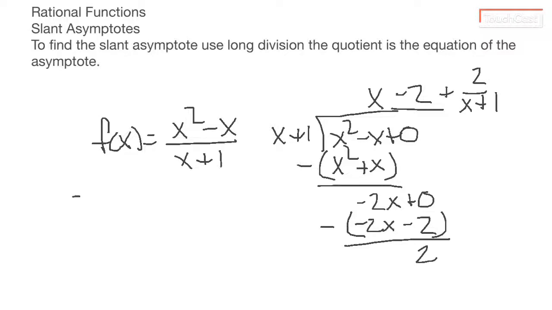But our slant asymptote, which I'll abbreviate as SA, is going to be the equation y equals x minus 2. Which means for this function, x squared minus x over x plus 1, if we drew a dotted line through x minus 2, the line y equals x minus 2, that line is something that the graph of f of x will never cross.